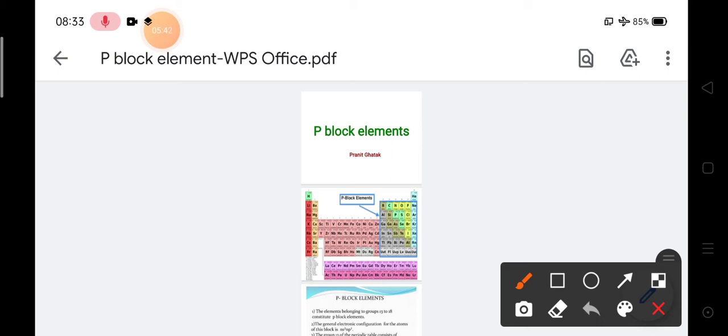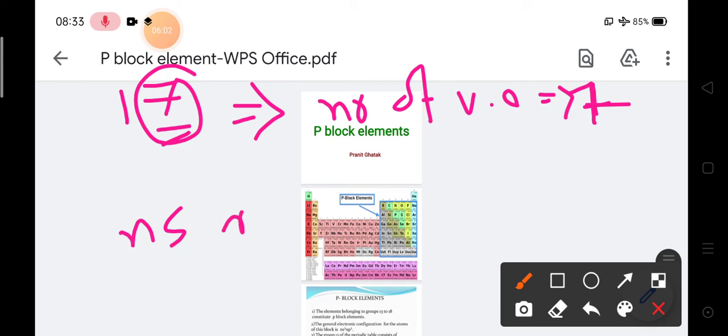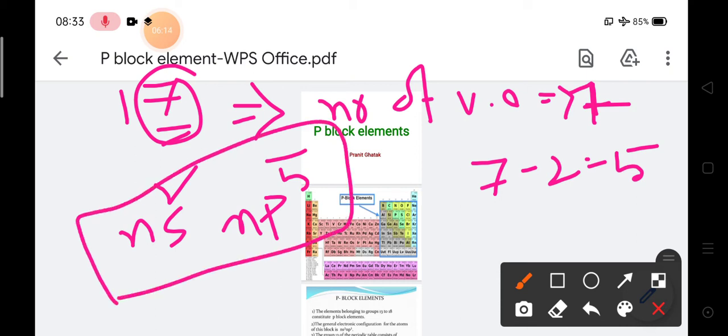Okay, so let's just start with group number 17. So what is group number 17? Halogens. Okay, so the last digit, as you see, is 7. So the number of valence electrons will be 7, right? So the electron configuration is ns and np. As you know, 2 electrons will be occupied in the ns orbital, and 7 minus 2, that means 5. So these 5 electrons will be occupied in the np orbital. So the electron configuration will be ns2 np5.